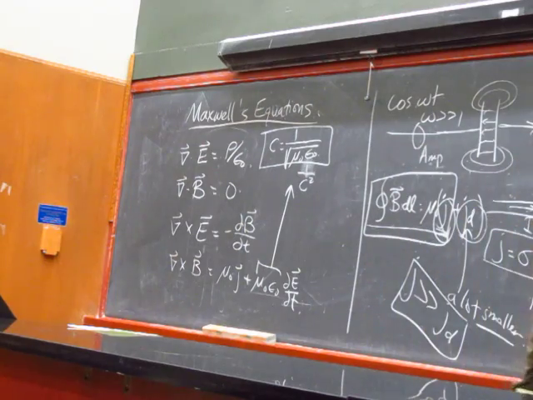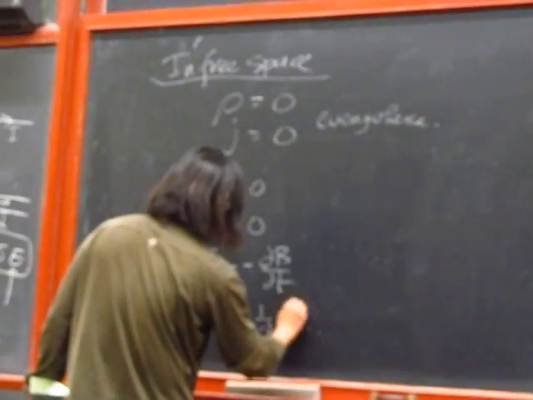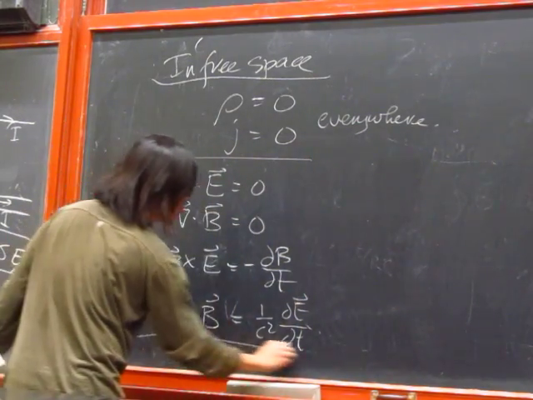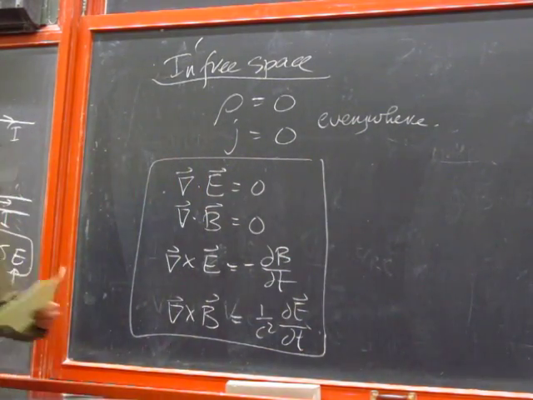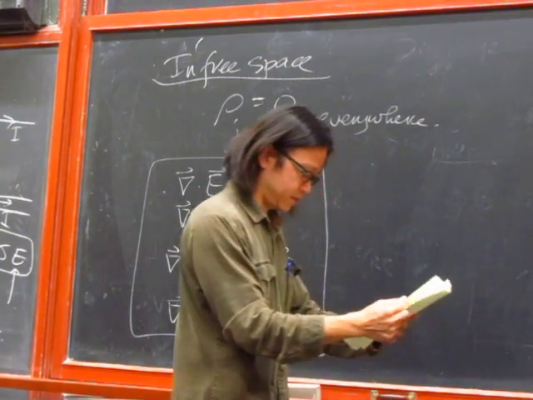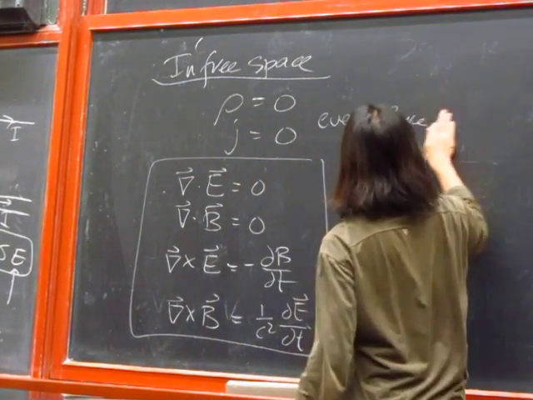So this becomes 1 over c squared dE. Okay? This is in free space.